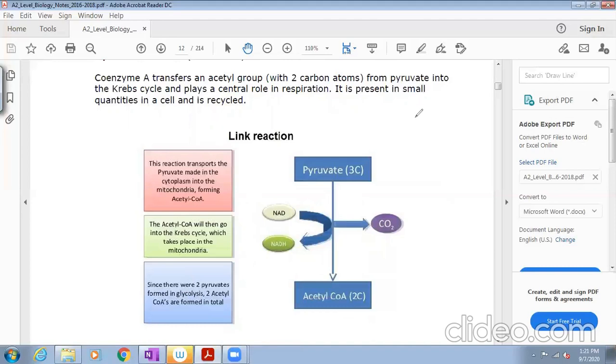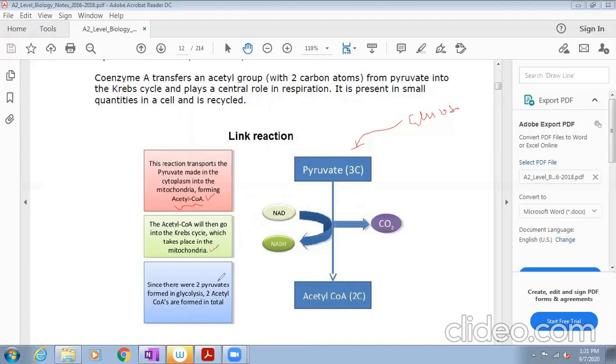Glucose converted to what? Glucose converts into pyruvate. And that pyruvate from the cytoplasm will enter where? To the mitochondria. And inside that, it will form what? Acetyl-CoA with the help of coenzyme. And acetyl-CoA will then go into the Krebs cycle, which takes place in the matrix of the mitochondria.